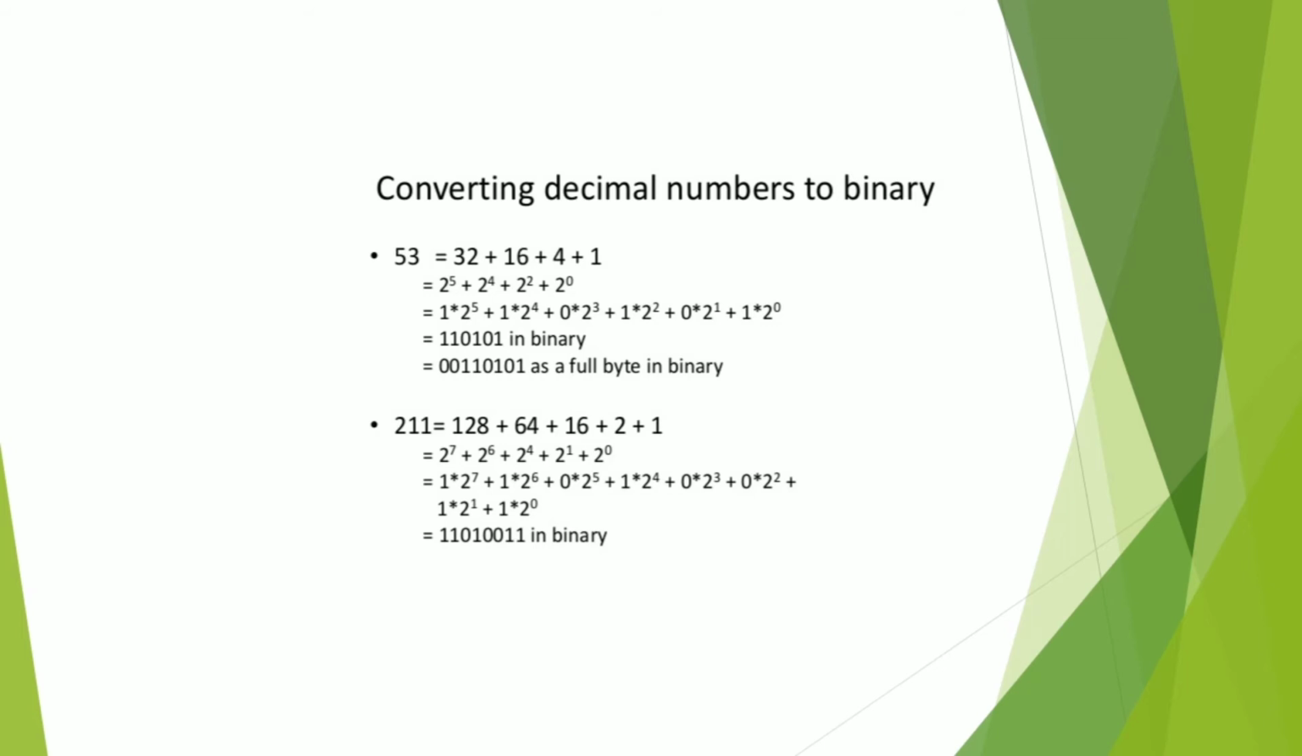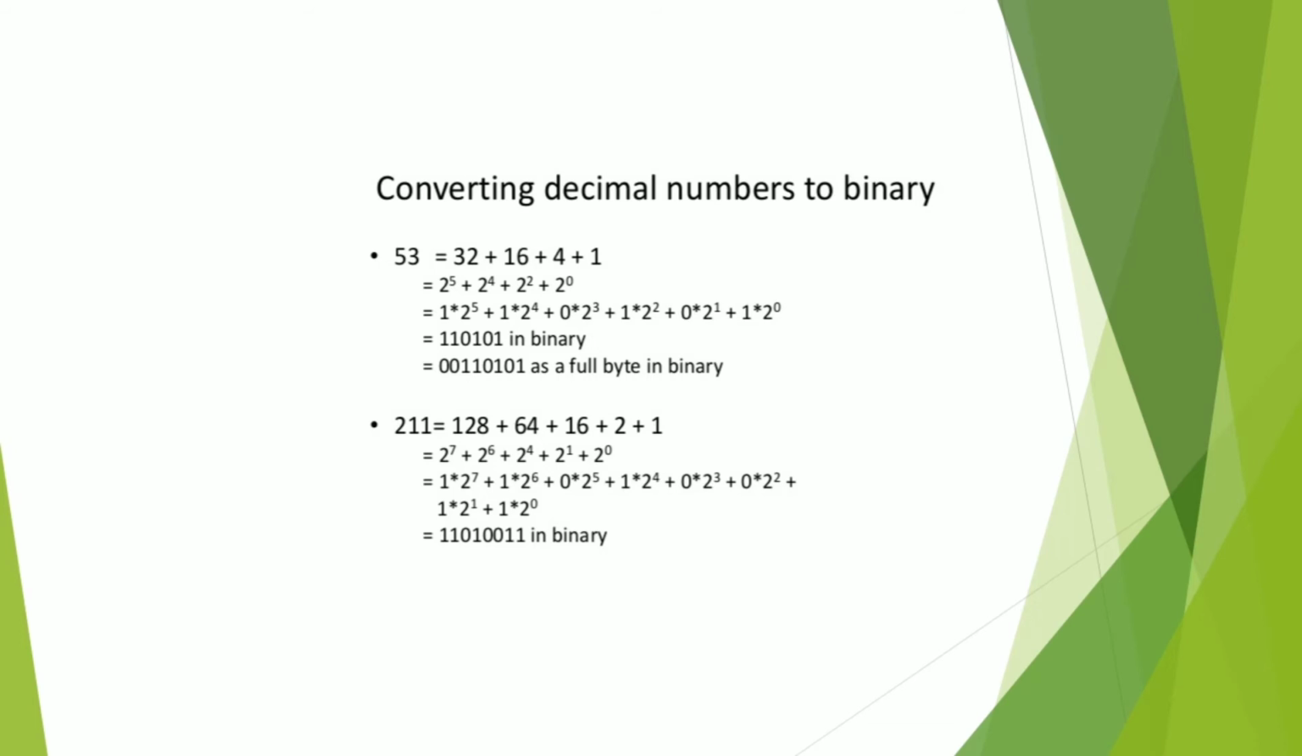Here in digital electronics, there are conversions of numbers. We can convert a decimal number to binary as well as a binary number to decimal. Similarly, decimal numbers to hex numbers and decimal numbers to octal numbers, or combinations of these.